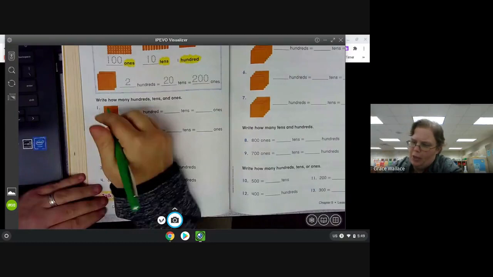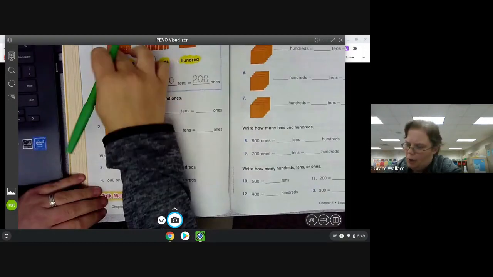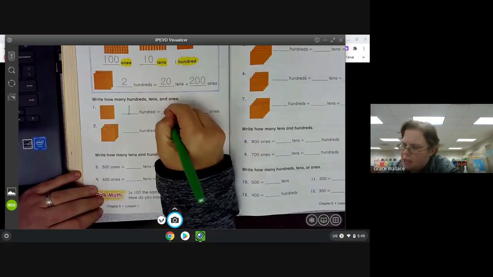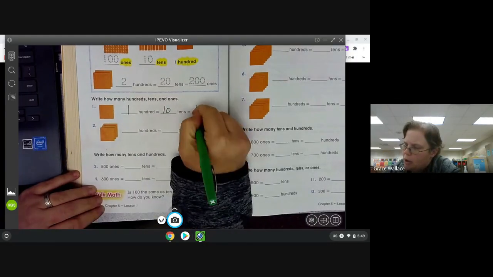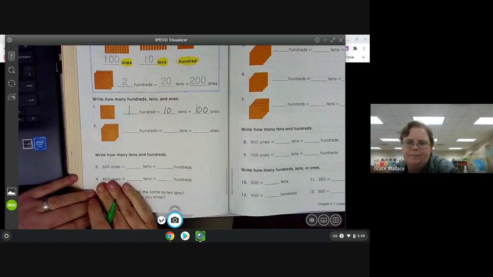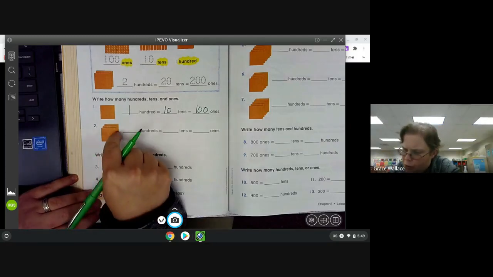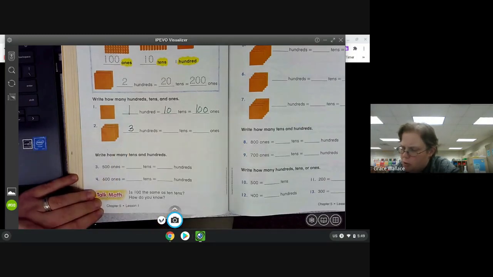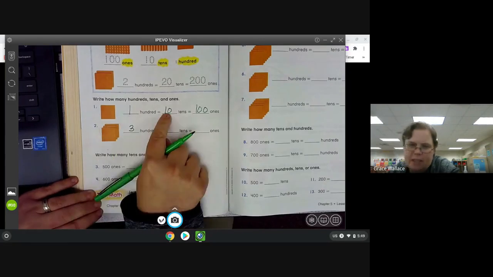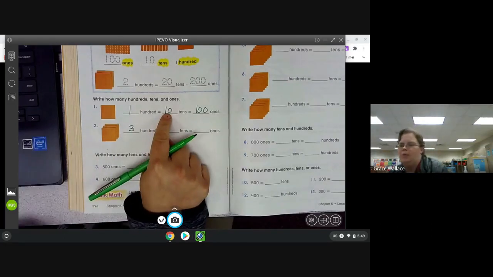And look, this is just like the one up here. I have 1 hundred, 10 10s because 10 10s make 100, and 100 ones. I have 10 10s and 100 ones. Now I have 1, 2, 3 hundreds. And if in 100 I have 10 10s, I wonder how many I have in 300.